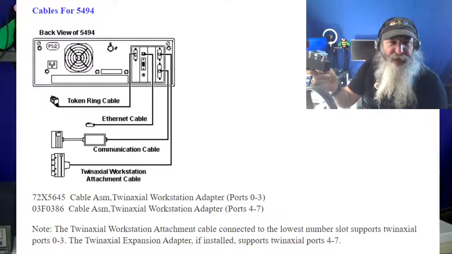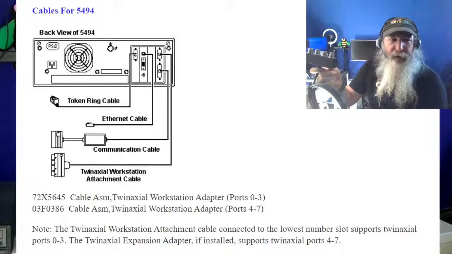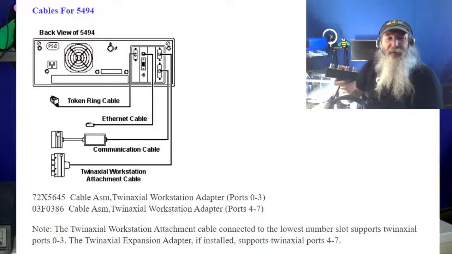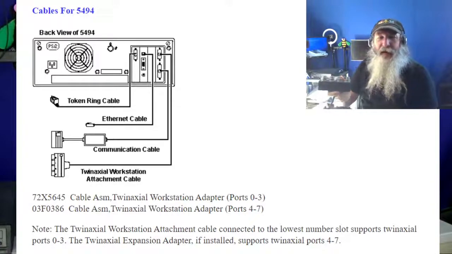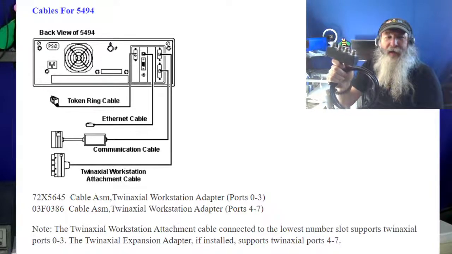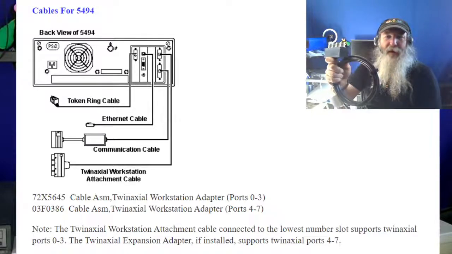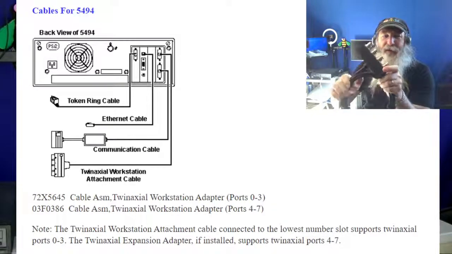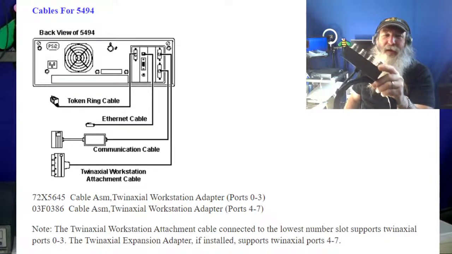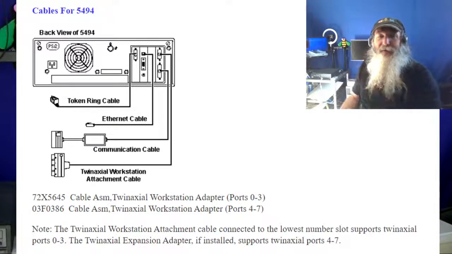And then that 03F0386 cable, it's marked as ports 4 through 7. I looked online, and the funny thing is, the only listing I ever found for this lists it for $1,000. It doesn't even show a picture. And I said, what I'm willing to bet is that 03F0386 Hydra just has the 4 through 7 embossed instead of 0 through 3. I'll bet it's just the same thing.